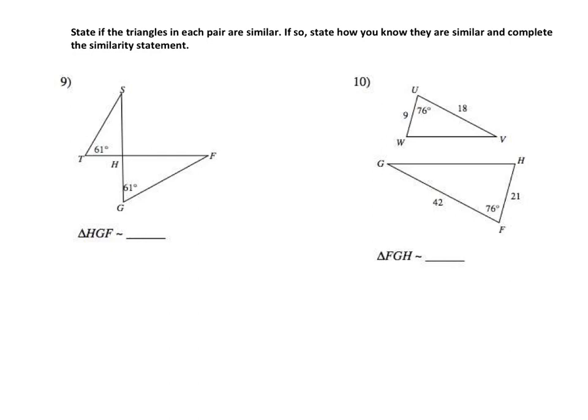Okay, for number 9, we are given one pair of angles. We have 61 and 61 for that pair. And then we do have a pair of vertical angles here. And so we do have AA. So by angle-angle, we can declare that triangle HGF is similar to triangle HTS. We made sure we went from H to G to that 61, so we go from H to T, the other 61. So that's in the right order.